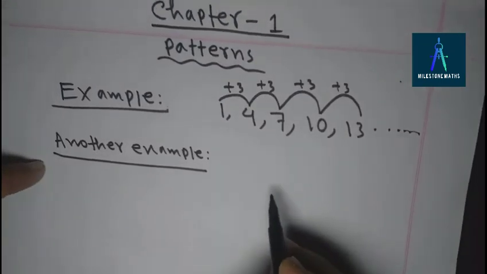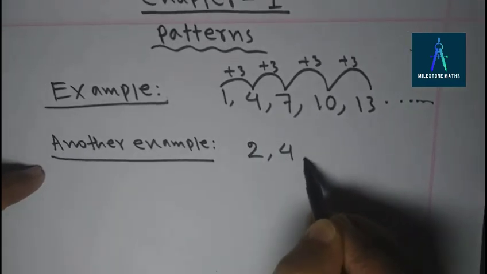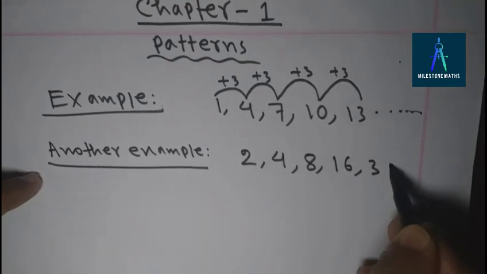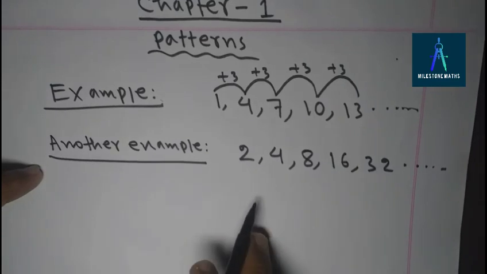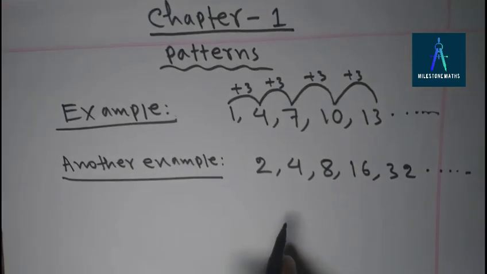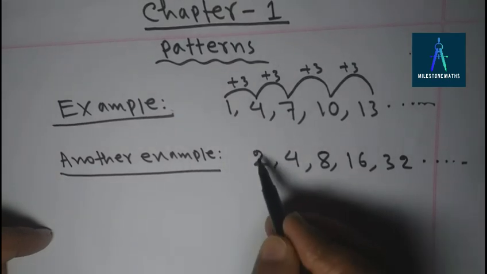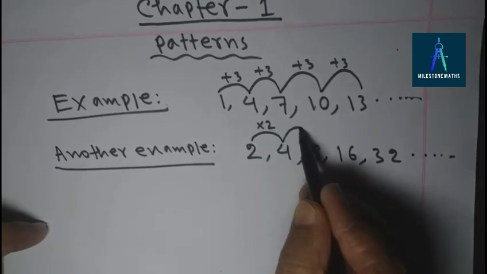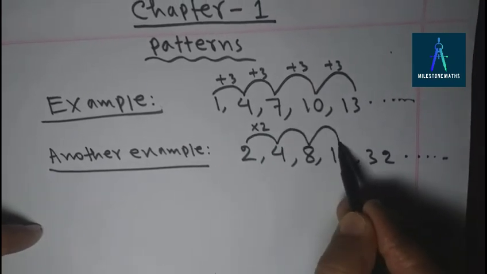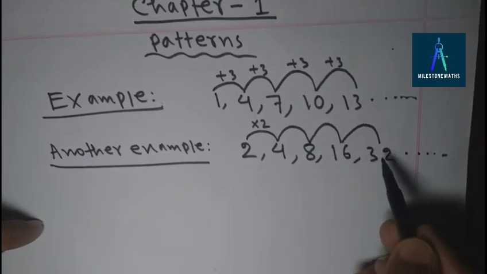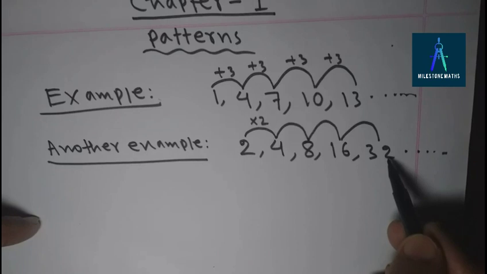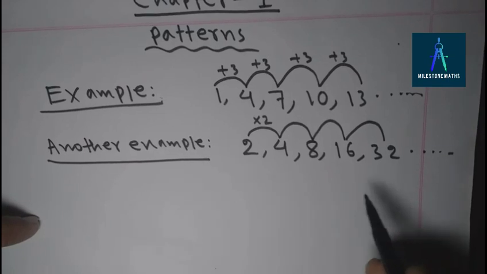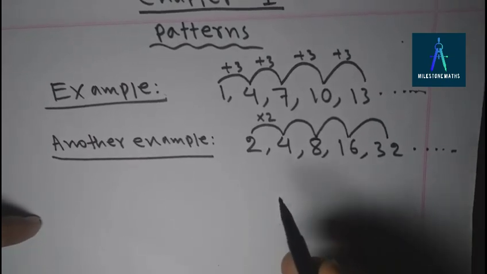If you see another example, suppose here is 2, 4, 8, 16, 32. Here is another kind of pattern, but what is behind it? 2 multiplied gives 4, 4 multiplied by 2 gives 8, 8 multiplied gives 16, and 16 multiplied gives 32, and the next number is 32 multiplied by 2, which is 64. Here the number doubles every time.